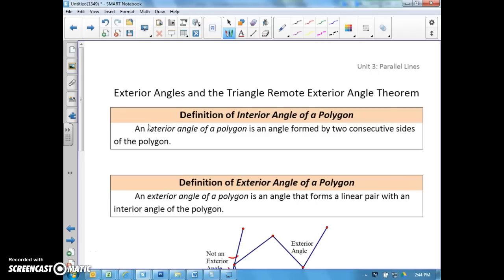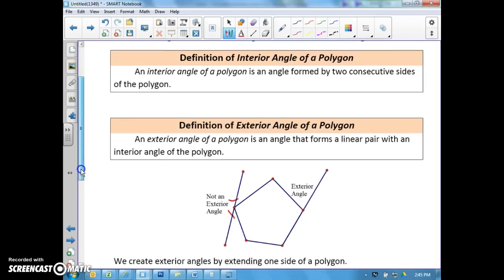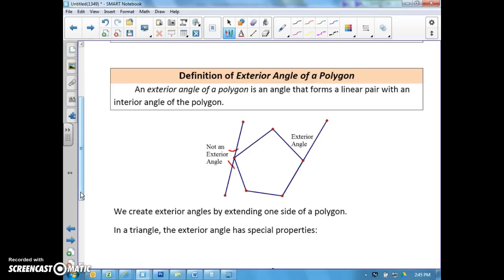Welcome back. We are going to continue by talking about exterior angles and the triangle remote exterior angle theorem. Now, an interior angle of a polygon is an angle formed by two consecutive sides of a polygon, whereas an exterior angle of a polygon is formed by extending one line of the polygon to form a linear pair, and the exterior angle will make a linear pair with the interior angle.